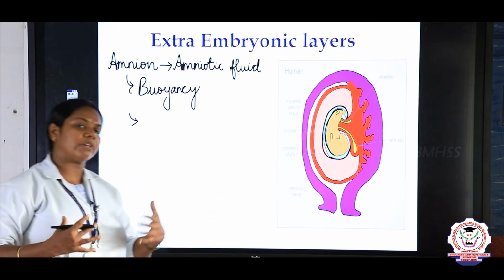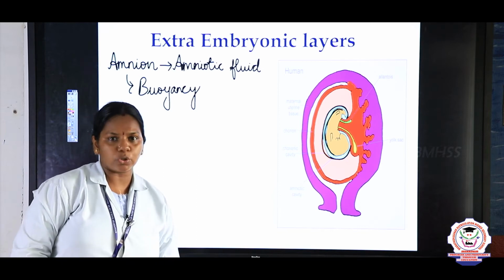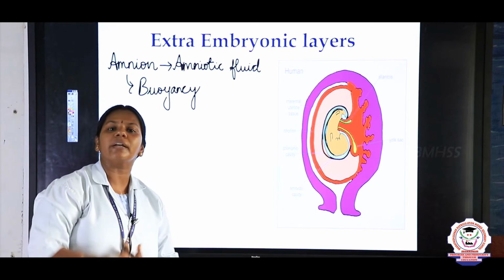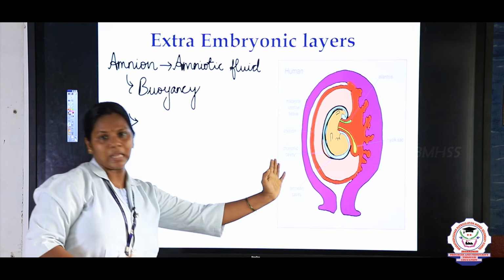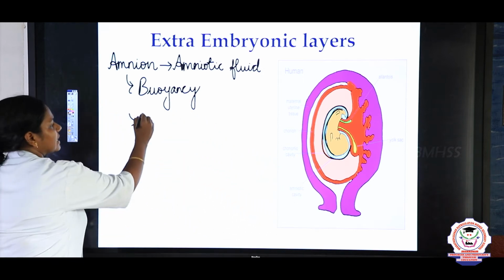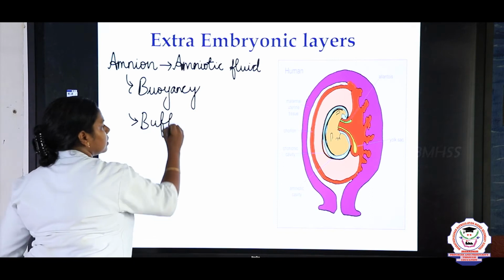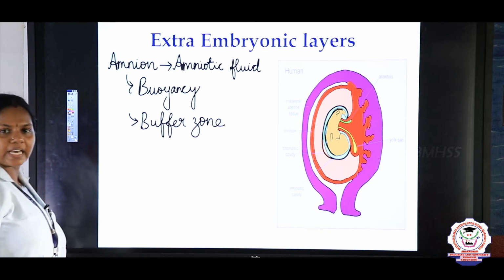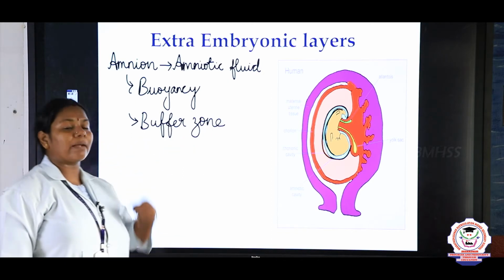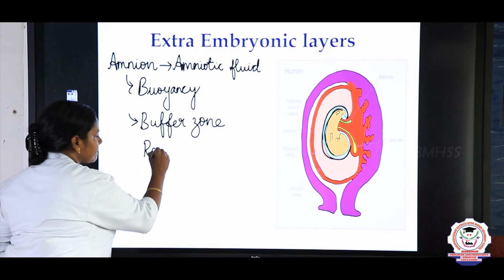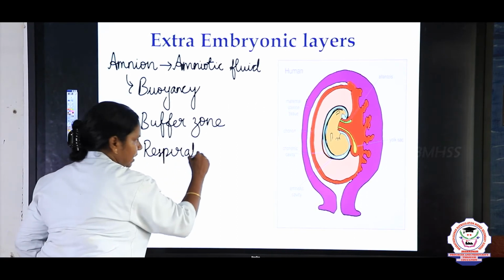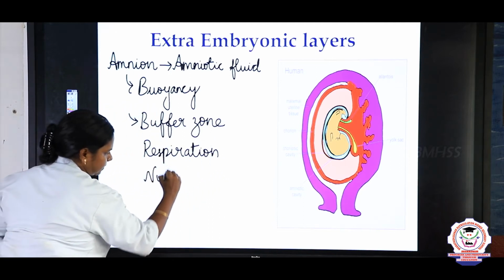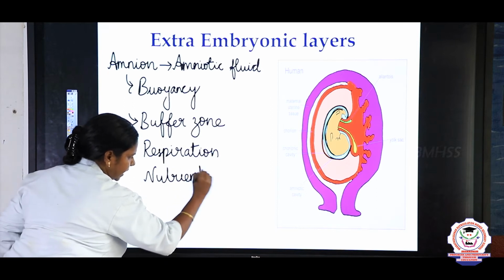You see children, when the fetus is developing inside the mother's uterus, if the mother is subjected to any shocks, that shock will not reach the child. That is due to this amnion. So, we can call it also a buffer zone, which helps in prevention. It avoids the mechanical shock reaching the child, and apart from this, this amnion helps in respiration and it also helps in the supply of nutrients. Right children?